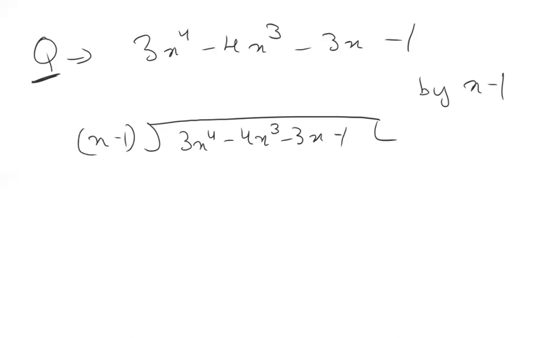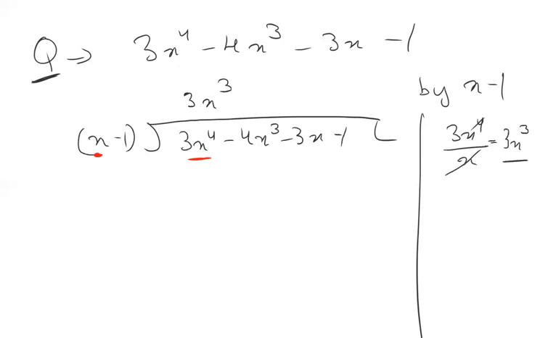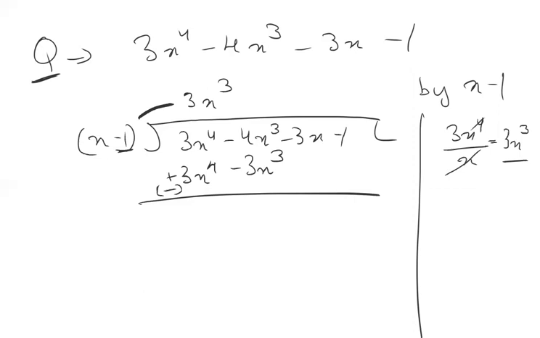Whatever the first term is, 3x^4 divided by x, what remains is 3x^3, so write 3x^3. Then multiply 3x^3 with what you wrote on top, always multiply with this and then write it down below. Now minus 1 into this will give me minus 3x^3. Just change the sign, the second sign. So I get minus x^3 here.